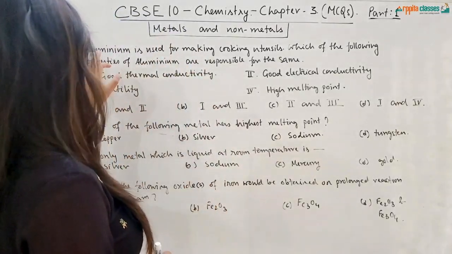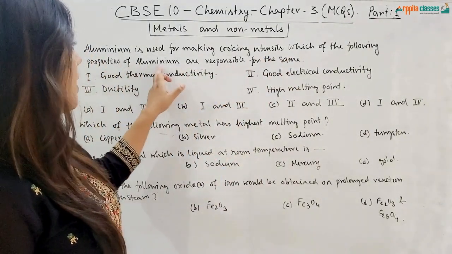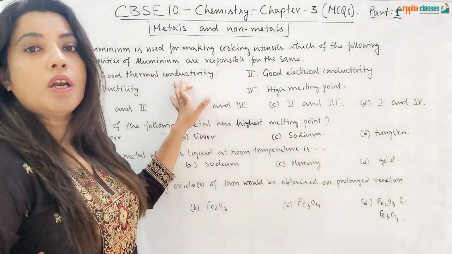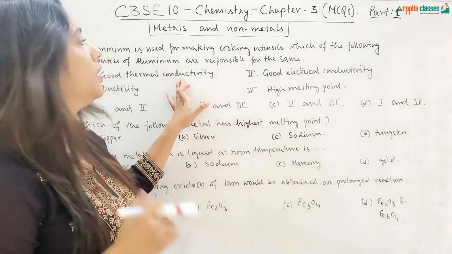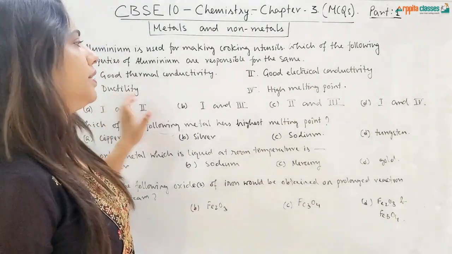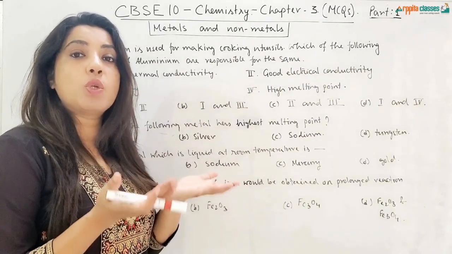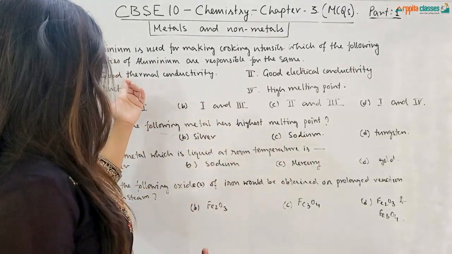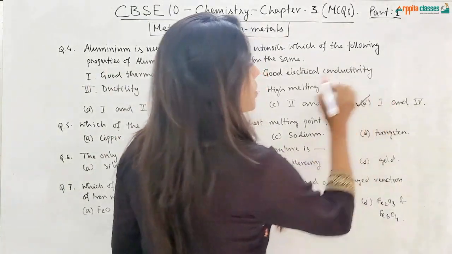The next question is, aluminium is used for making cooking utensils. Which of the following properties of aluminium are responsible for the same? Good thermal conductivity. Definitely we need good thermal conductivity for making food. Good electrical conductivity is not required. Ductility is not required. High melting point also is required, because if the aluminium has a low melting point, then it might melt at high temperature. So good thermal conductivity and high melting point, 1 and 4. 1 and 4 is option D.